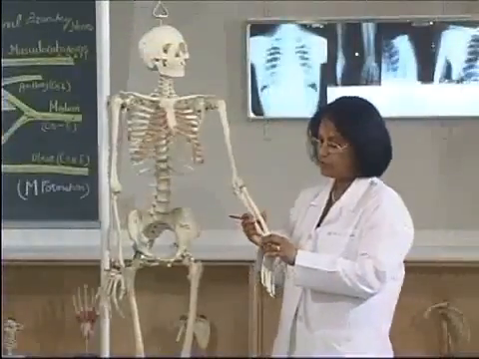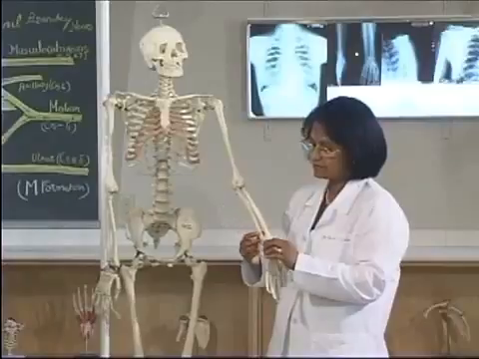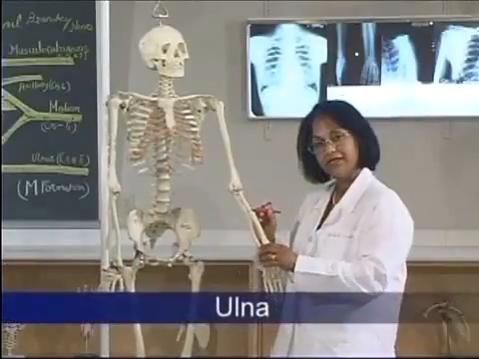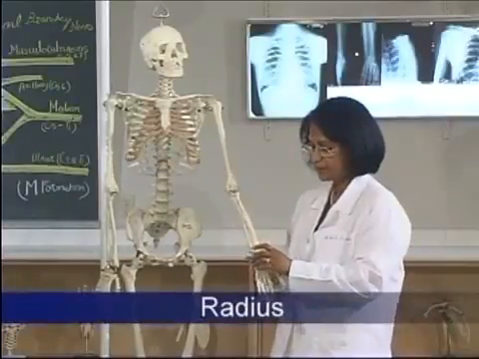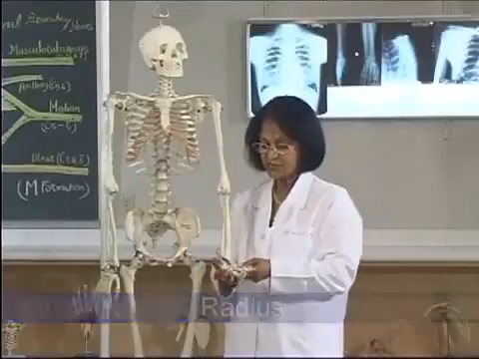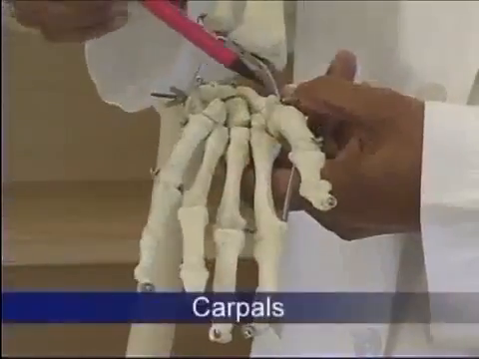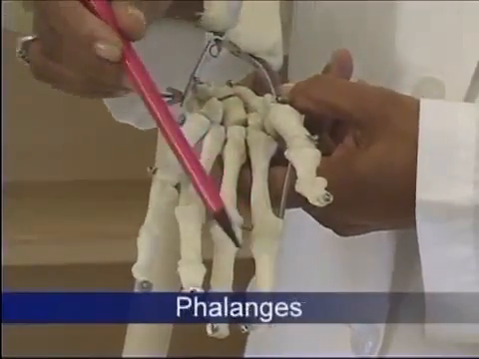The forearm is formed by two bones. On the medial side, we see this bone is the ulna. On the lateral side, the bone which we are looking at here is the radius. The hand is formed by a large number of bones. There are a set of carpals, metacarpals, and phalanges.